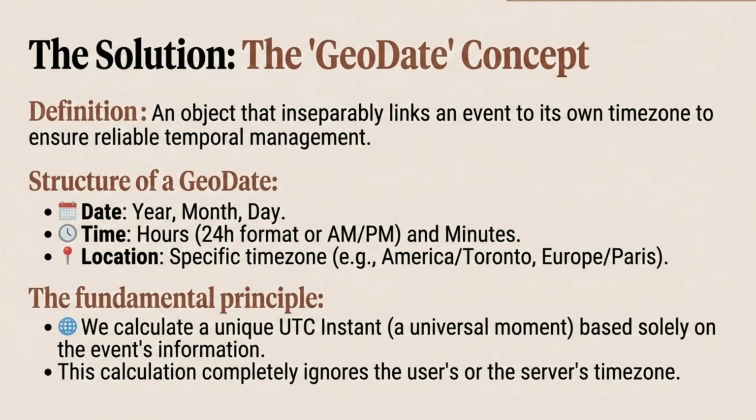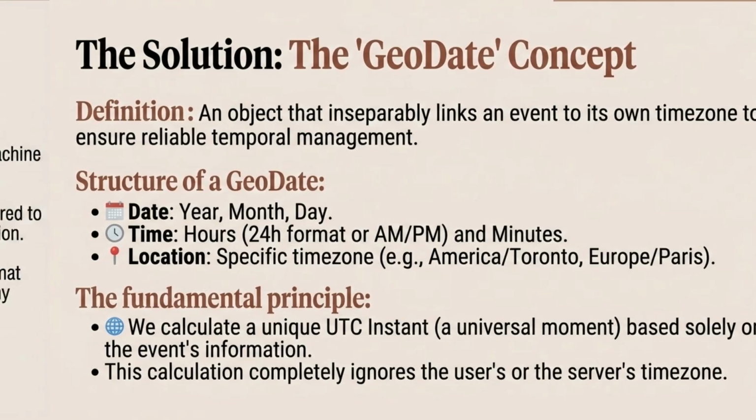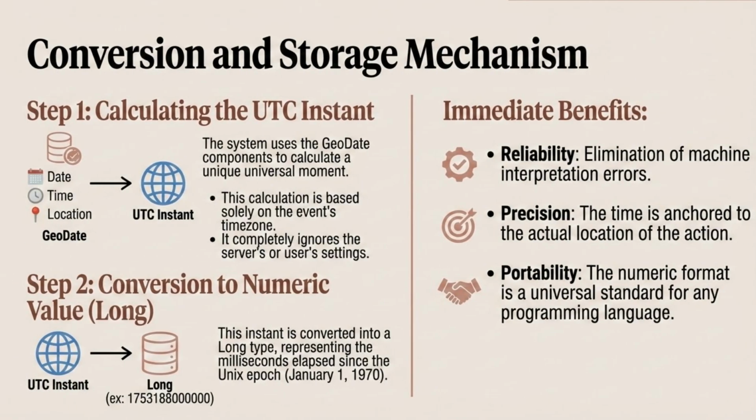Because by leveraging this data, the system calculates what we call a UTC Instant. This serves as a universal time reference. The beauty of this approach is that the calculation is entirely location agnostic. It doesn't matter where the user is or where the server is hosted. By doing this, we eliminate any risk of misinterpretation at the source. Let's take a look under the hood to see how this magic actually works. The process follows two key steps.